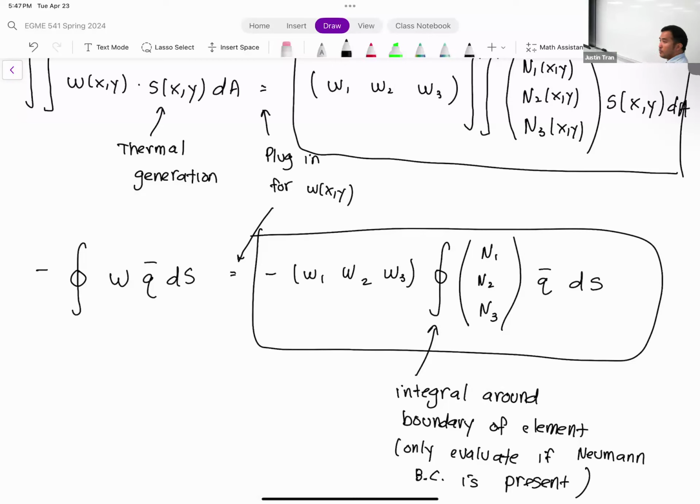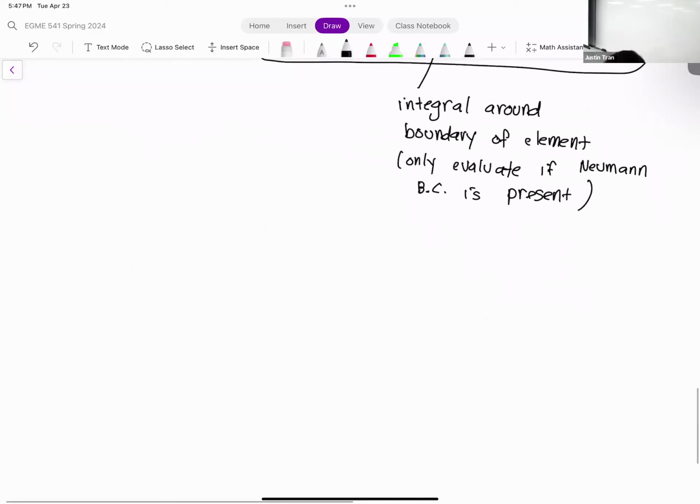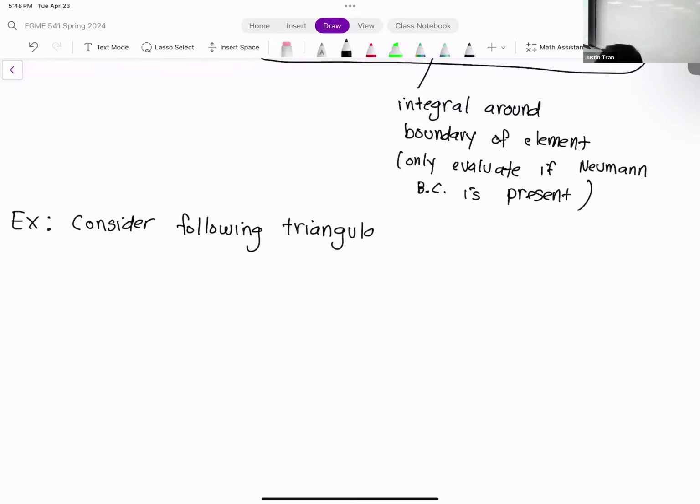All right, any questions on this before we jump into an example? Okay, all right, so let's do an example. Let's consider the following triangles. So we're going to have 2.